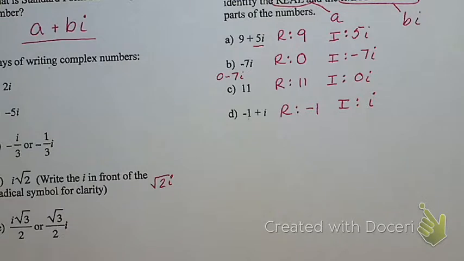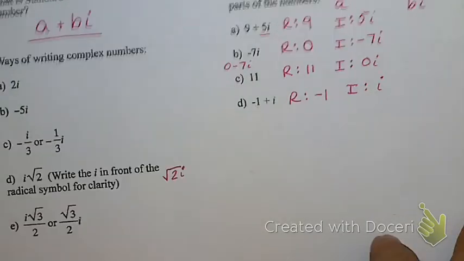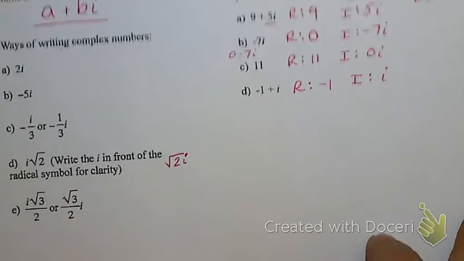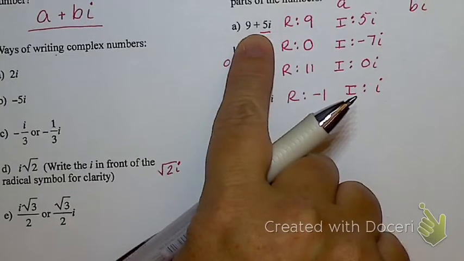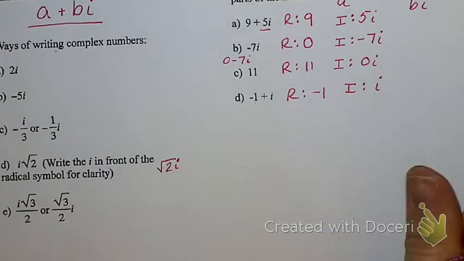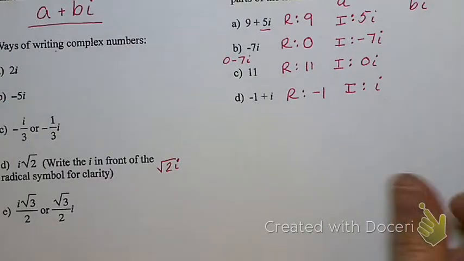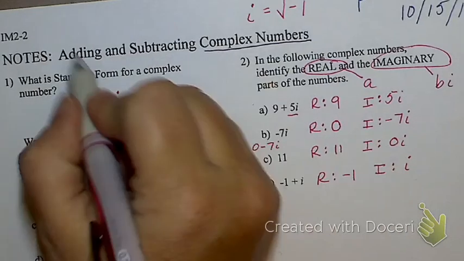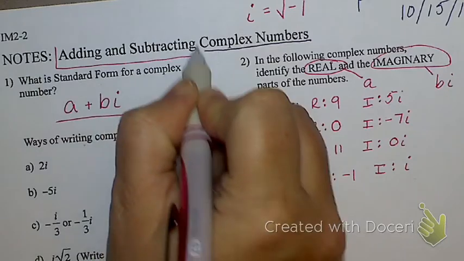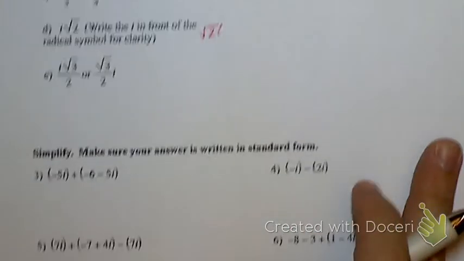So, what we're going to be doing this week, and you're going to have a quiz on it on Friday, is we're going to be taking these imaginary numbers, or these complex numbers, such as 9 plus 5i. We are going to add them, subtract them, multiply them, and divide them. That's what we're doing this week. Today we're focusing on what? Adding and subtracting.